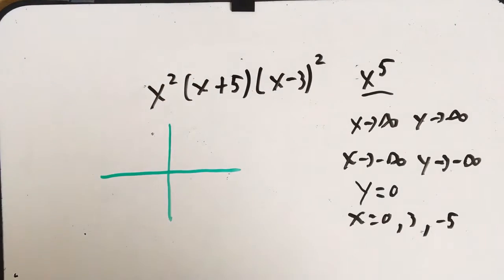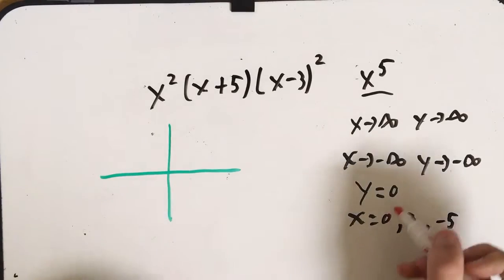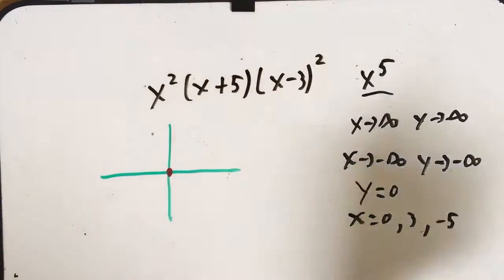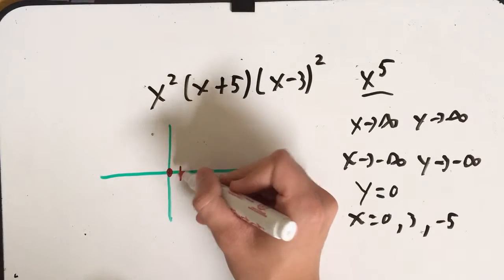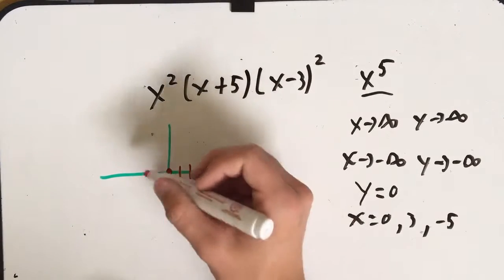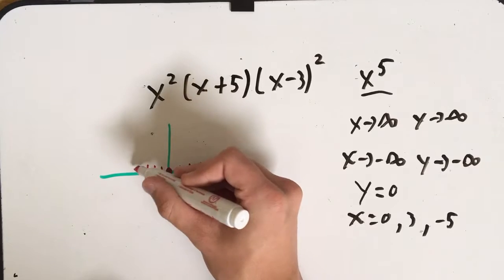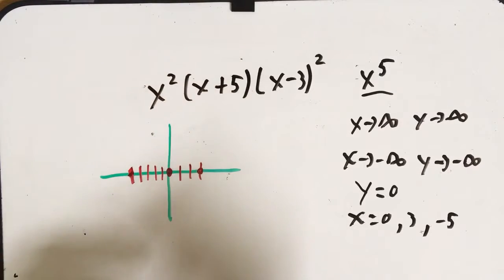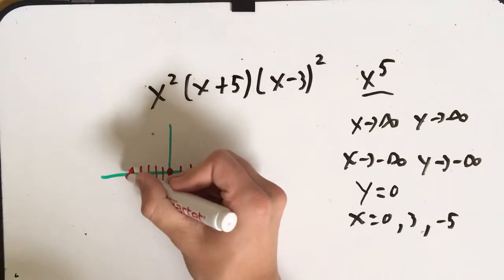Now let's go ahead and graph it in green. Okay, so we got our chart, and then we got our points. So 0, 0 again, right there. We got 3, 1, 2, 3, and -5, 1, 2, 3, 4, 5. So then, let's make that a little better.